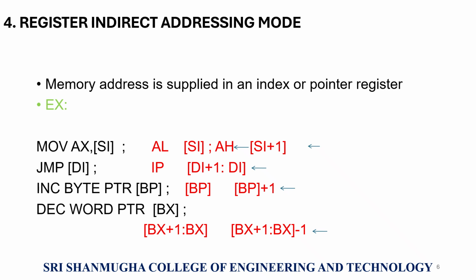So how do we differentiate a 16-bit or 8-bit operation? You look at the destination. In the destination we have specified a 16-bit register, thereby you can conclude that this is a 16-bit operation.